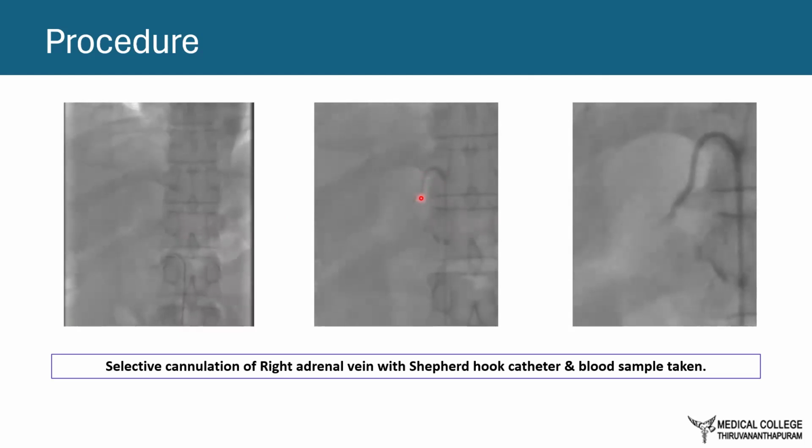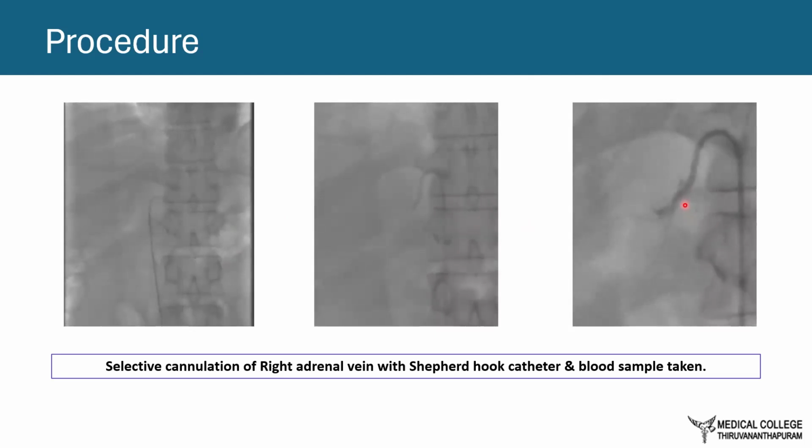Now, this is the one that is hooked into the right adrenal vein, and the angio is showing the right adrenal vein configuration. The problem with the right adrenal vein is that both the catheters that we have used are 4 French catheters. 5 French catheters are very difficult to hook in general.